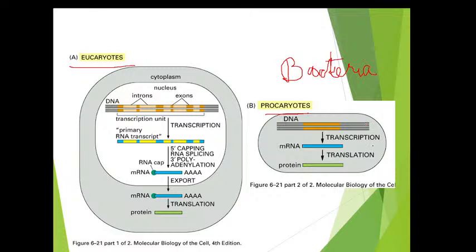So the DNA, or the genetic material, is present inside the cytoplasm itself, and the synthesis of RNA and protein takes place in the cytoplasm itself. That takes place in the case of prokaryotes. Prokaryotes are those cells which don't have a true nucleus, because the nucleus does not have a double-walled membrane.